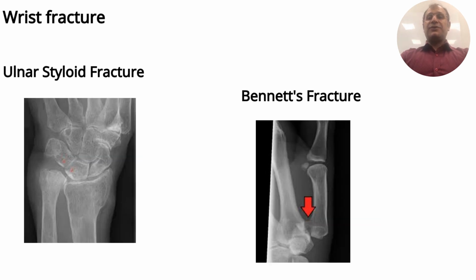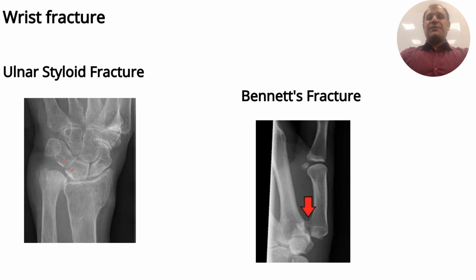Ulnar styloid fracture often occurs in conjunction with a distal radius fracture. It can result from a fall onto an outstretched hand or a direct blow to the wrist. The ulnar styloid is an attachment site for the triangular fibrocartilage complex, and fractures may be associated with triangular fibrocartilage complex injuries. Symptoms include pain and tenderness on the ulnar side of the wrist.